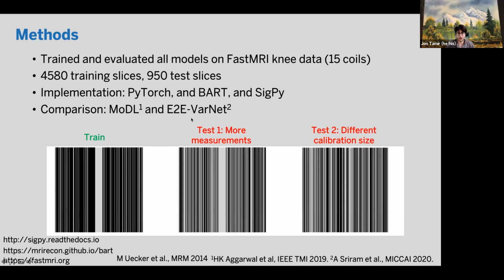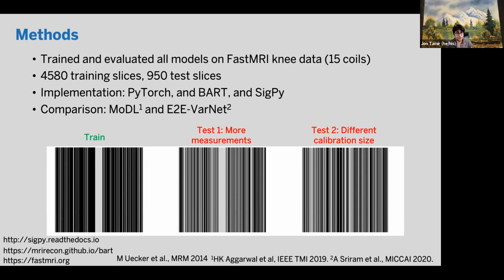And so end-to-end VarNet is also an approach that doesn't require pre-computed sensitivity maps. And what they will do is they will first estimate the sensitivity maps with a convolutional neural network, and then pass those sensitivity maps to the rest of the unrolled network, which would look very similar to MODL.